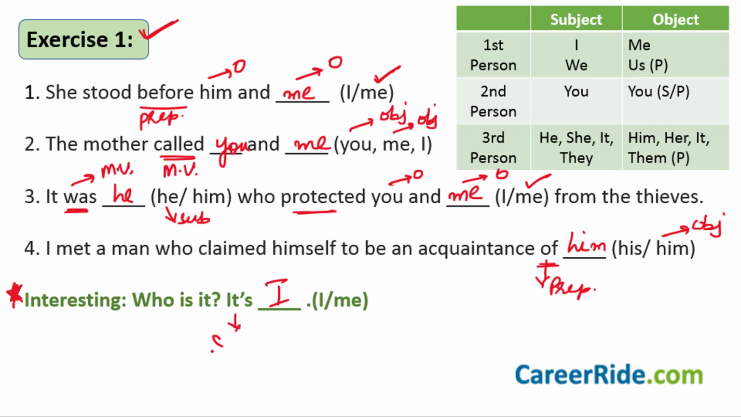Okay. This it's means it is here. Right? So now after is, am, are, was, were, what do we have? We have the subjective case. And what is the subjective case here? Subjective case is I. So it should be it's I. This is the right thing to say in such cases. Okay. Pay attention because this is really important, not just for your exams but for your day-to-day life also. Okay.